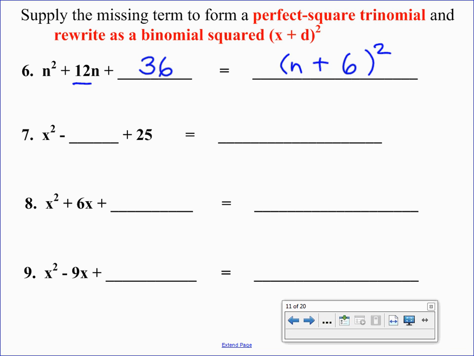So this one I want you to do with your partner now. See if you can go backwards and figure out what it has to be. Both with parentheses squared and with the missing blank.